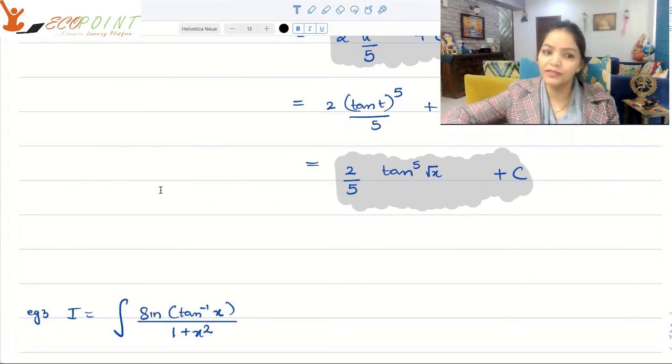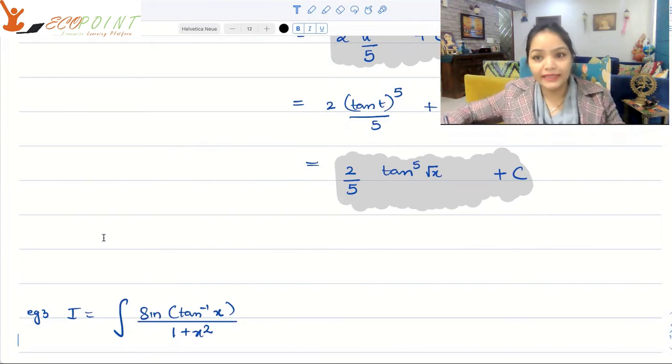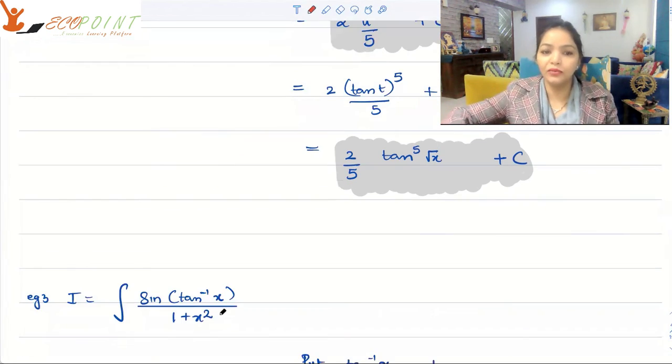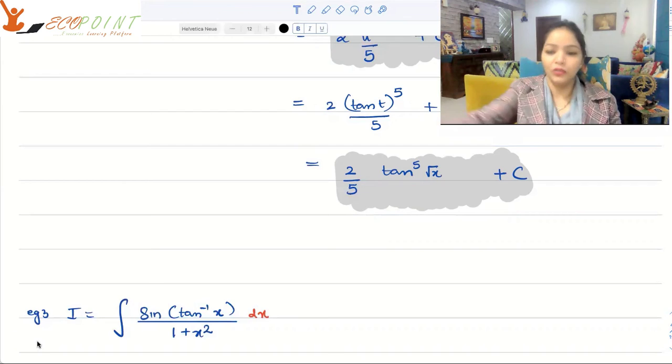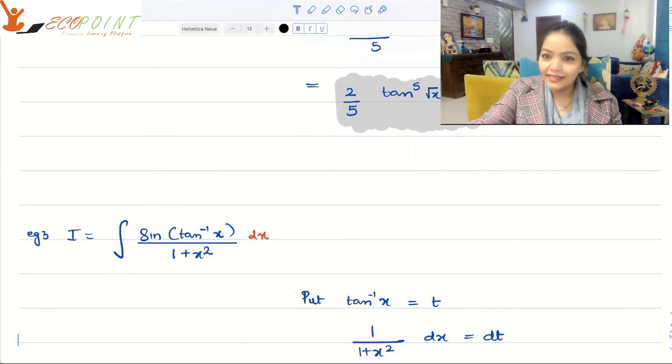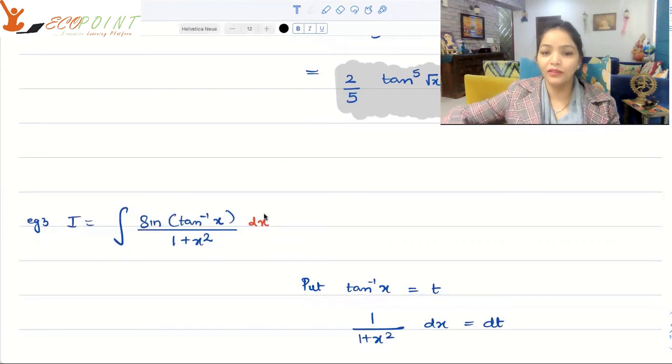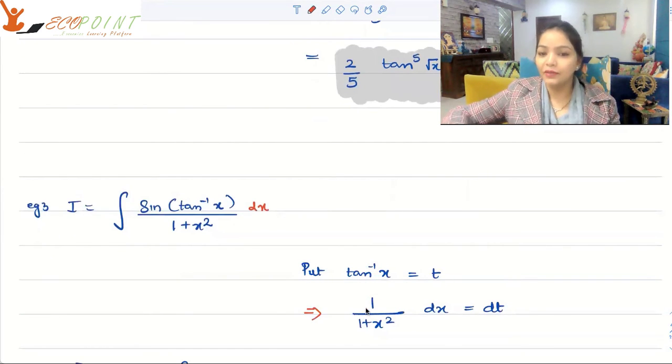What we will do, the simple thing would be to assume tan inverse x as some new variable, say t, and then convert everything in terms of t. So after substitution we integrate with respect to t instead of with respect to x. So put tan inverse x as t, and 1 upon 1 plus x square dx is equal to dt, because the derivative of tan inverse x is 1 upon 1 plus x square.